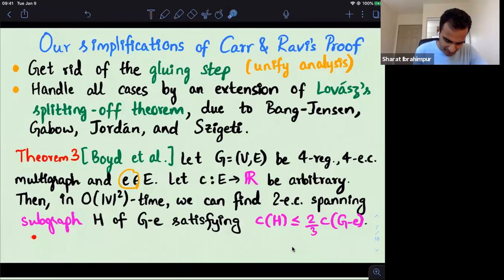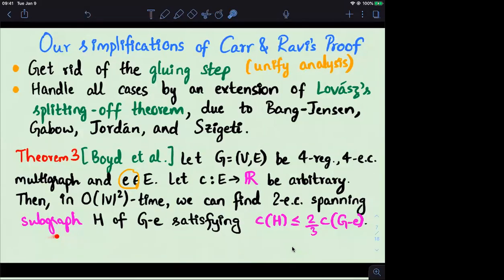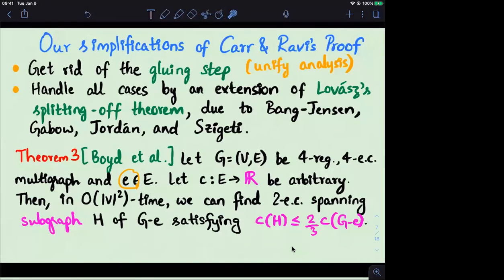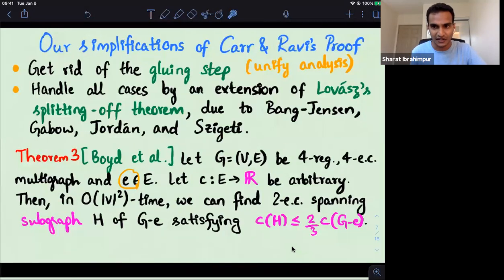And let me mention this again, that this is a subgraph. So what this means is that you're allowed to use at most one copy of each edge in G. But multi-edges are allowed as long as they come from distinct copies of multi-edges in G minus e.